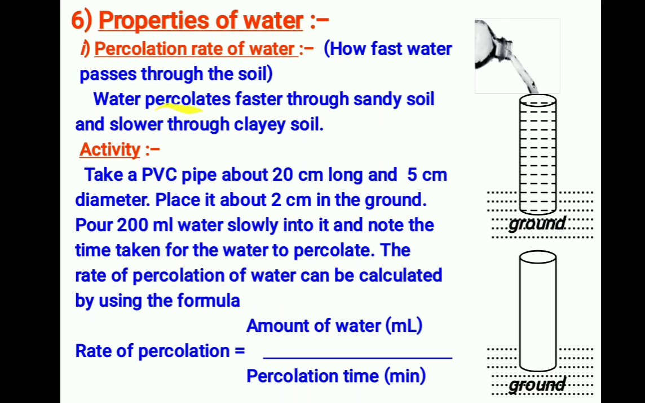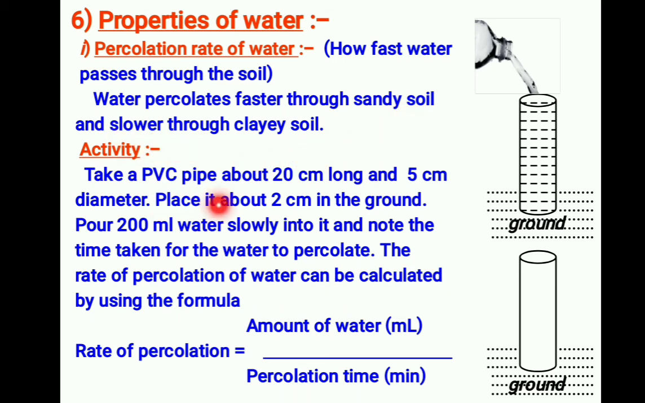Now, see, this was the first property, the property of percolation, finding out the percolation rate of water. How fast water passes through the soil is also called the percolation rate. Water percolates faster through sandy soil and slower through clay soil.